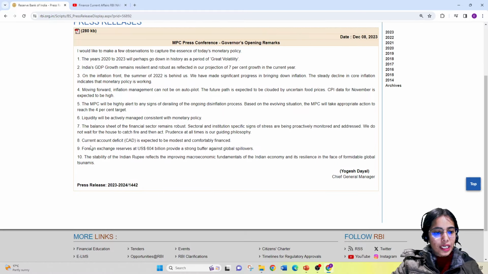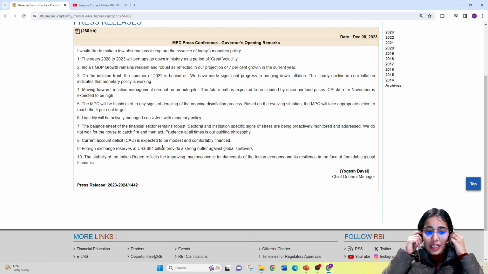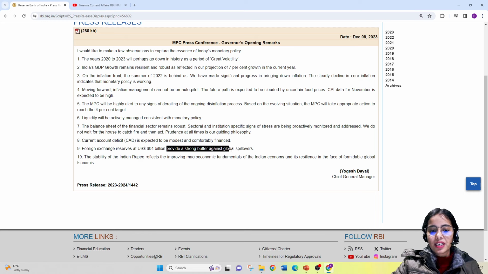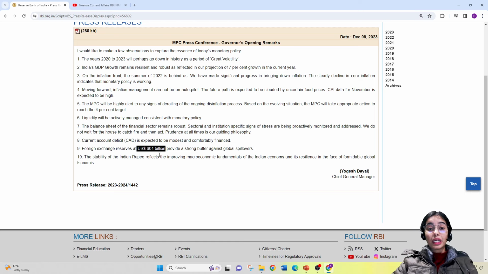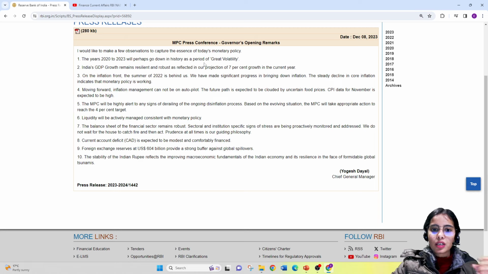Okay, one point here that you can see is the foreign exchange reserves. They will change after the monetary policy statement is released in the February month, so then the foreign exchange reserves will have different data. For now the foreign exchange reserves are very good for our country. They provide a strong buffer against global spillovers, and the number is very good, US dollar 604 billion. That means we have more than $600 billion of foreign exchange reserves, so that is good. But most of the details we have already discussed in the Monetary Policy Committee statement, but this kind of notifications or press releases are very important.